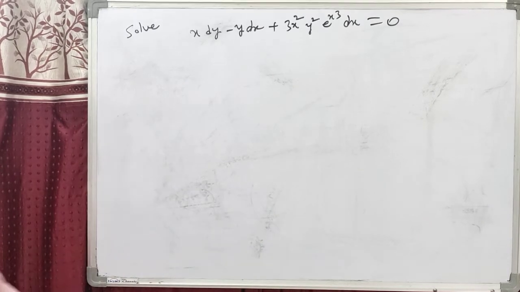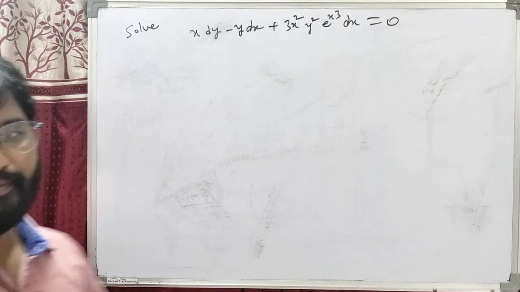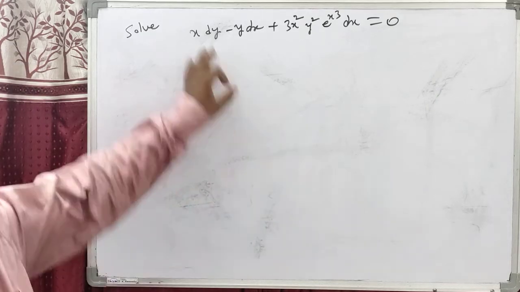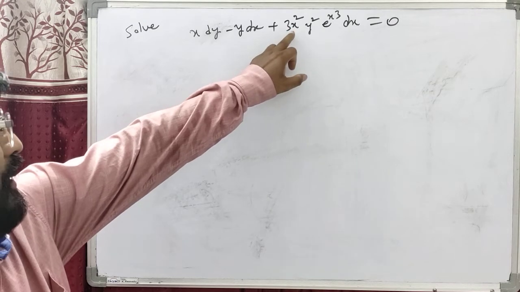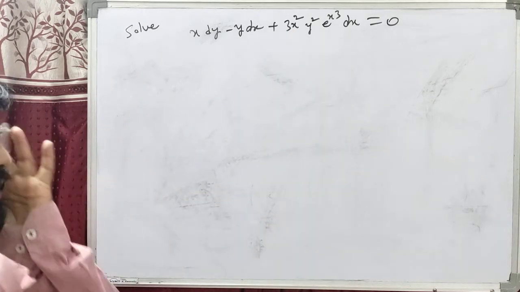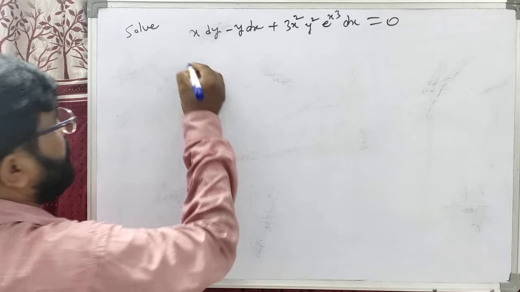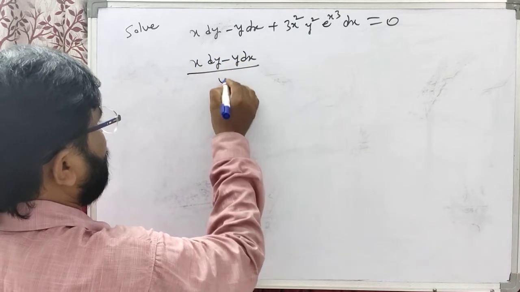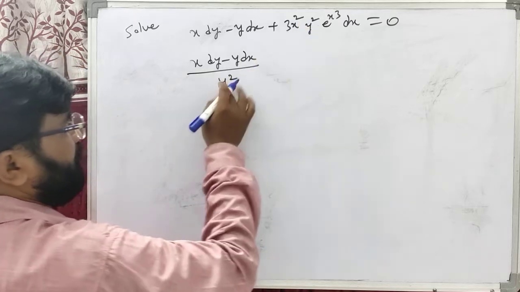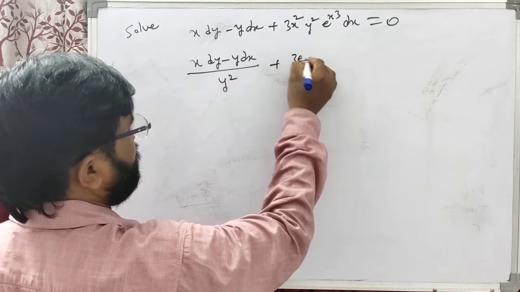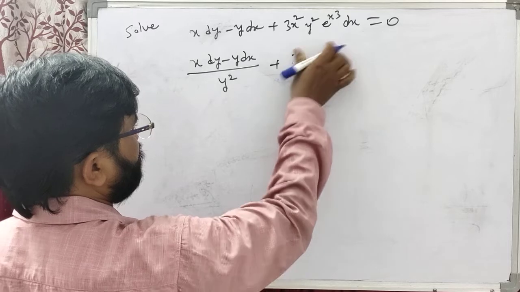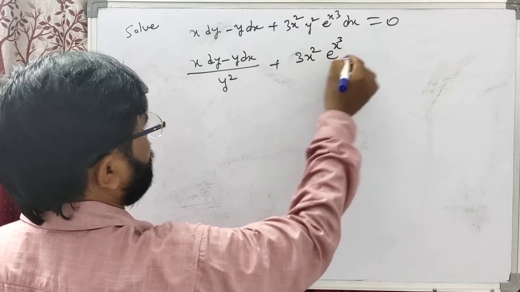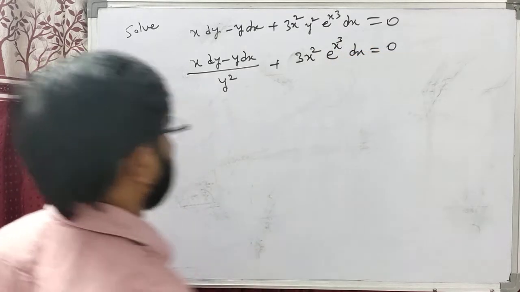Students, solve the equation x dy minus y dx upon x dy minus y dx plus 3x square y square e power x cube dx. Dear students, we can write it as x dy minus y dx by y square. We take y square here. This is the 3x square. How to write, students? The 3x square e power x cube dx equal to 0.